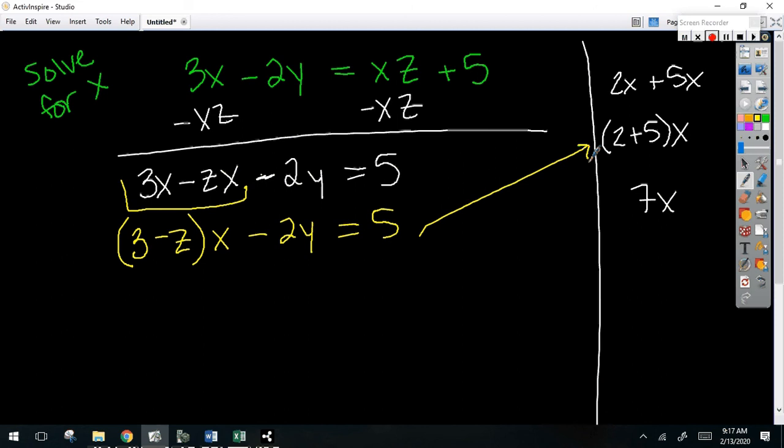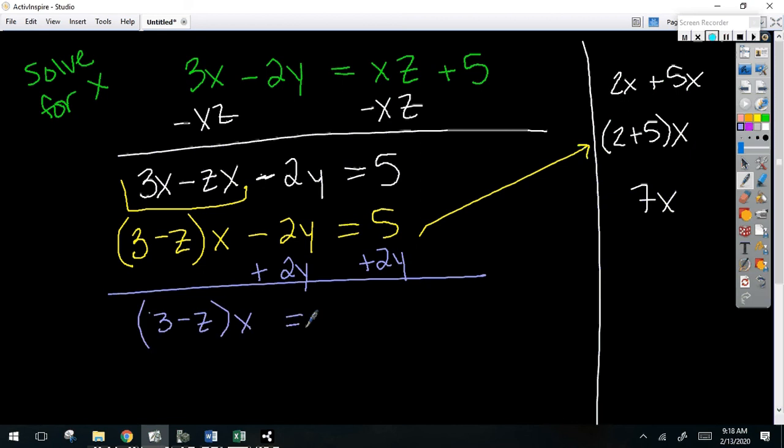Now look at it. How do I get x by itself? Add 2y. This is still here exactly like I did. 3 minus z times x equals, can I add these two together? If you can't do it, write it. Right? Now how can I get x by itself? Divide. That's exactly right.